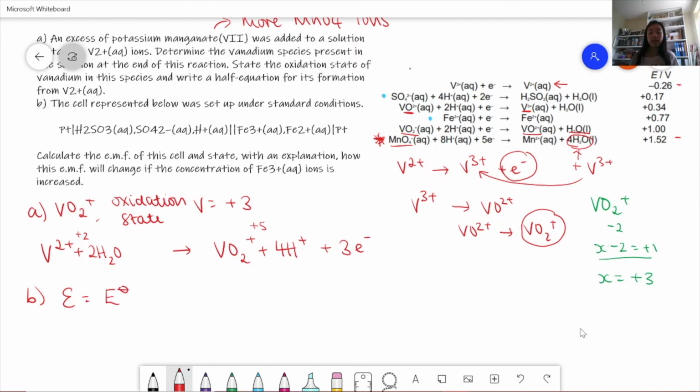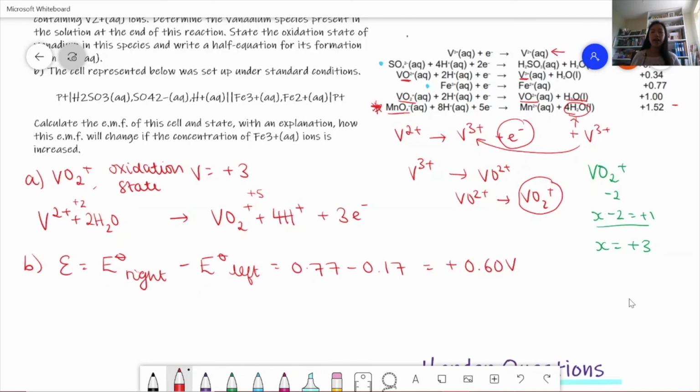So that means that to find out the EMF, what we do is that we do the standard electrode potential of the right minus the standard electrode potential of the left. And this comes out to be 0.77 minus 0.17, and that equals plus 0.60 volts. And then we're asked how this EMF will change if the concentration of Fe3+ ions is increased.